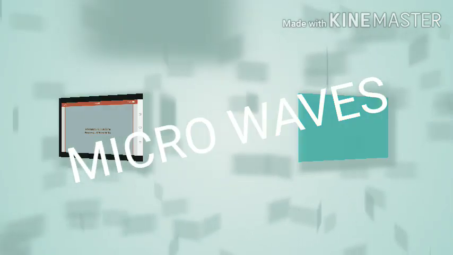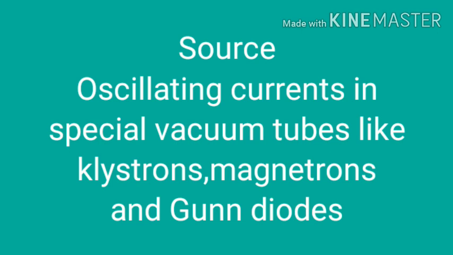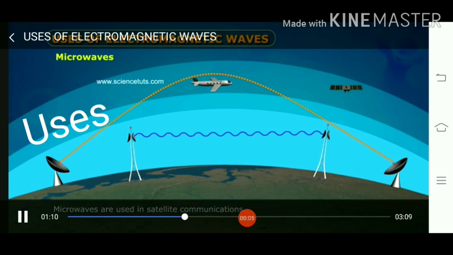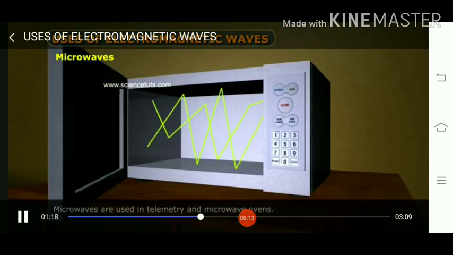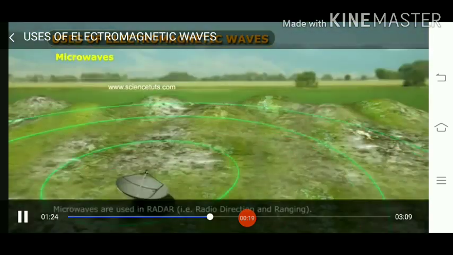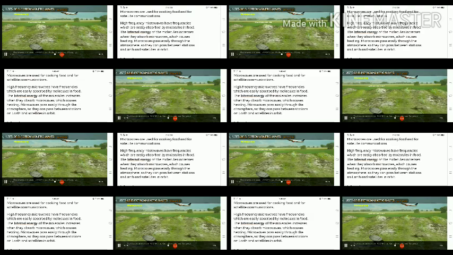Next wave is microwaves. Wavelength 0.3 meter to 10 raised to minus 3 meter. Frequency range 10 raised to 9 Hz to 10 raised to 12 Hz. Microwaves are produced by oscillating currents in special vacuum tubes like klystrons, magnetrons and gun diodes. Detail you will study in higher classes. Used in long-distance communication systems through geostationary satellites. Used in microwave ovens. High-frequency microwaves are easily absorbed by molecules in food, so the internal energy of the molecules increases, which causes heating. Used in radar systems for aircraft navigation.